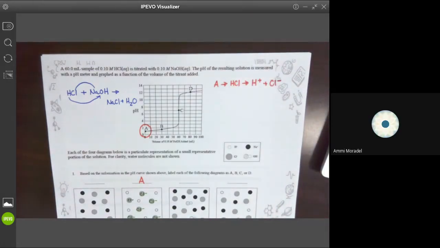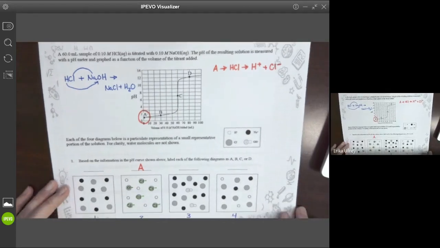Miss, can you move down a bit so we can see the full diagrams? Yep. Sorry about that. Thank you.